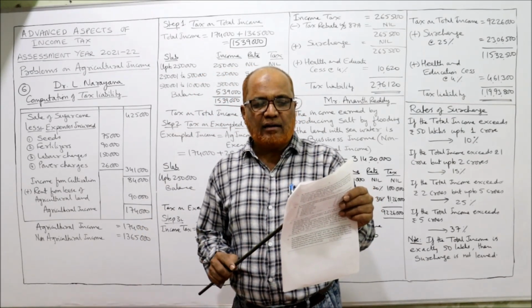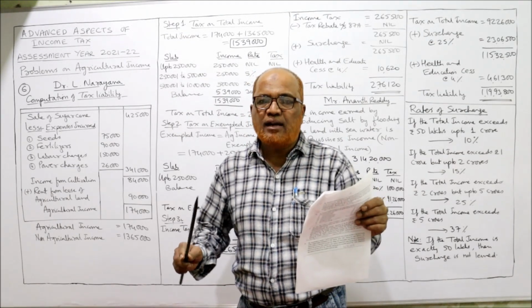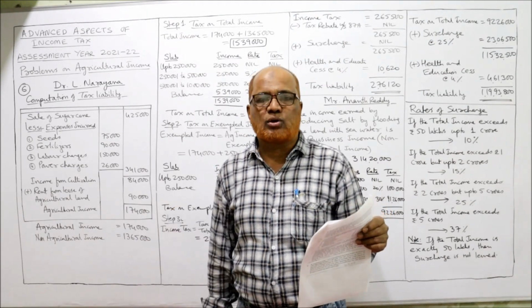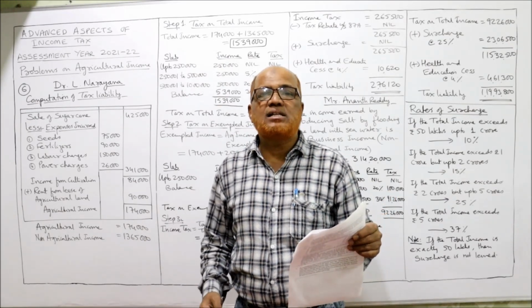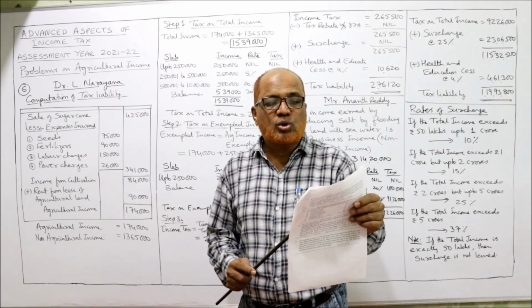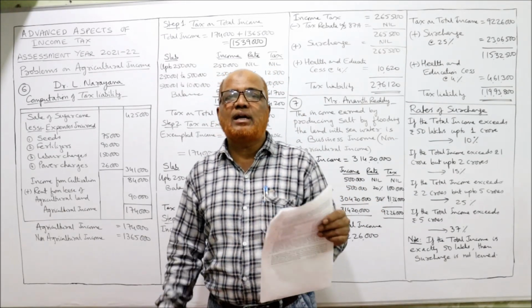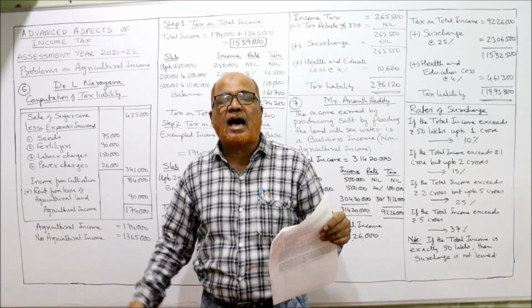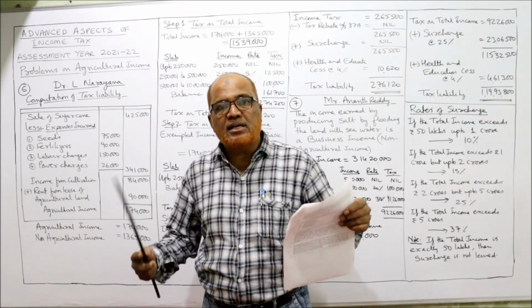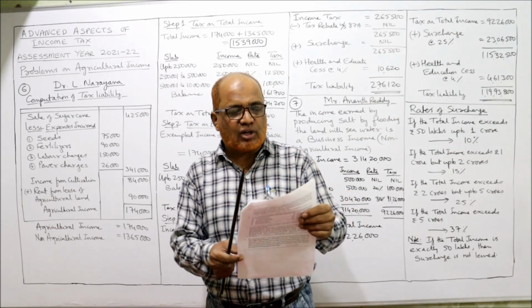In the remaining land, sugarcane is grown. That means out of 10 acres of land, 6 acres he has leased out, and in the remaining 4 acres, he is doing some agricultural activity. He has grown sugarcane. He sold the sugarcane and received 4,25,000. This is the revenue received by selling the agricultural produce. It is agricultural income. He claims the following expenses as deduction.